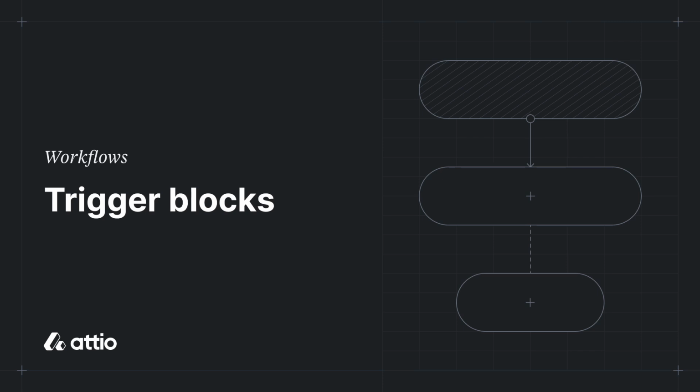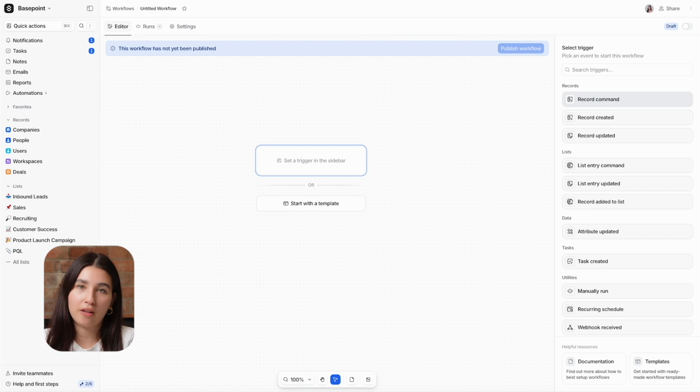We're starting off with a deep dive into Attio Workflow triggers. Triggers determine when a workflow should run. The first two categories of trigger are record and list triggers, each of which have the same three different triggers.